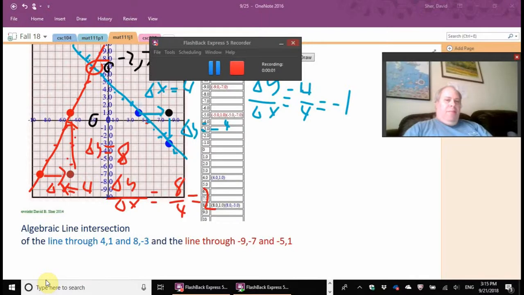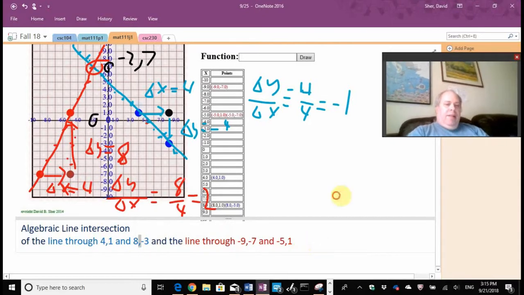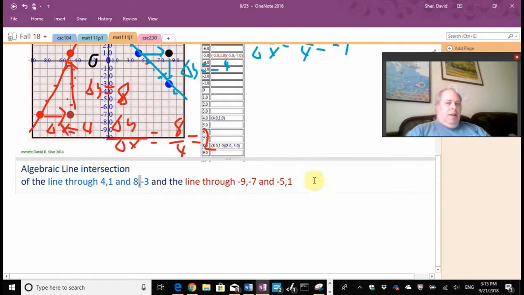Hi guys, in the previous video we figured out how to graphically find the intersection between two lines that are expressed as 2 points, like this. A line through (4, 1) and (8, -3), and a line through (-9, -7) and (-5, 1). Now I'm going to show you how to do the same thing algebraically.